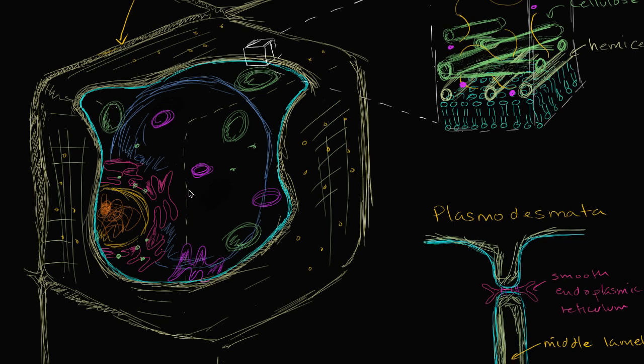And so the next question is, well, what gives them that shape? What allows them to form that kind of cubic rectangular prism shape? And the answer is, it's the cell wall. So that's the cell wall.